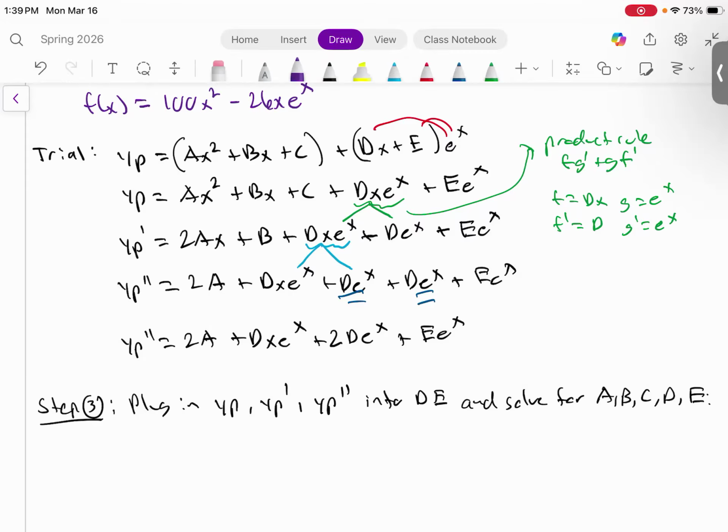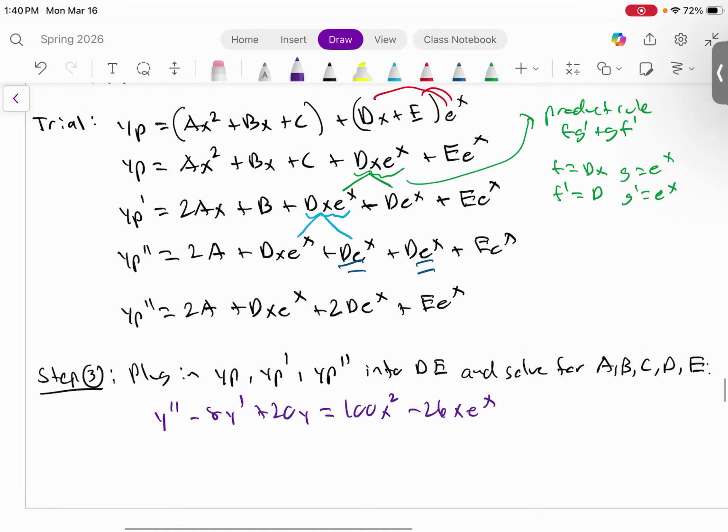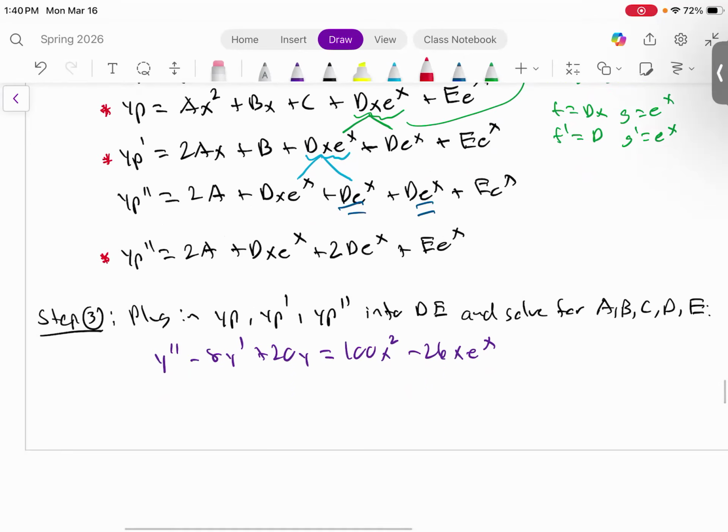Okay, so our differential equation, just to rewrite it from up above, is going to be y double prime minus 8y prime plus 20y equals 100x squared minus 26x e to the x. Okay, and so when I start solving for this, we've got to insert our particular, our first derivative, and the second derivative. So let's go ahead and plug those in.